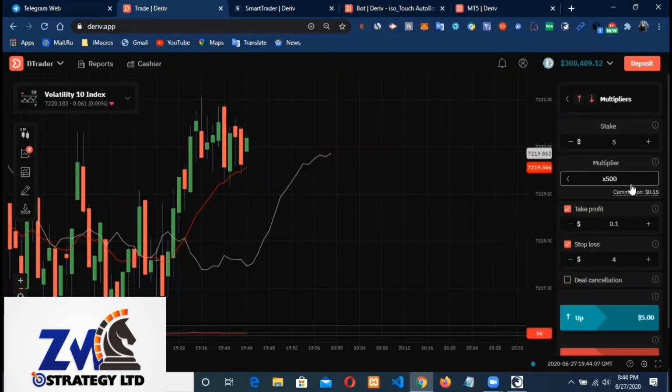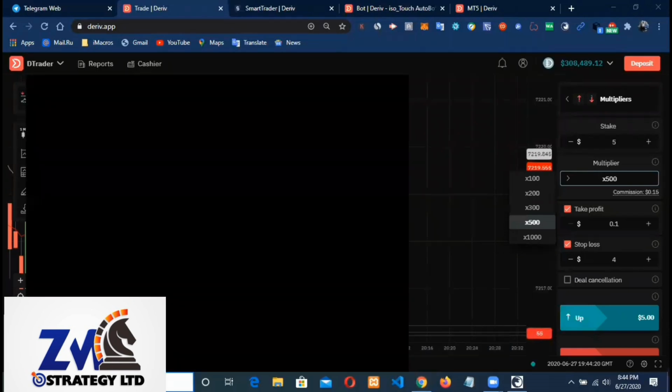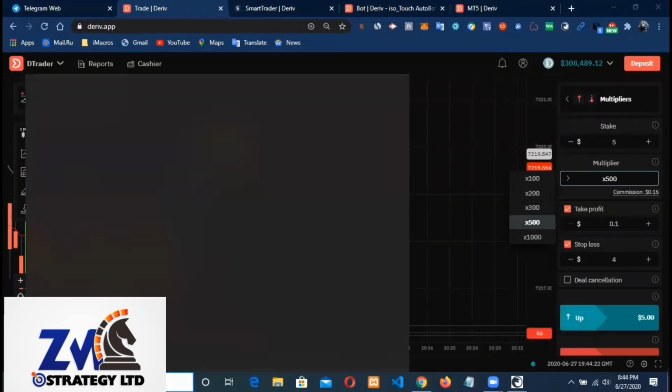Now, here is the multiplier. The way the multiplier works is that you can use times 100, times 200, times 300, times 500, and times 1000. Let me open a calculator.